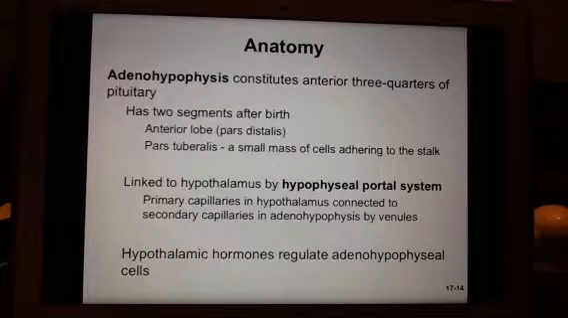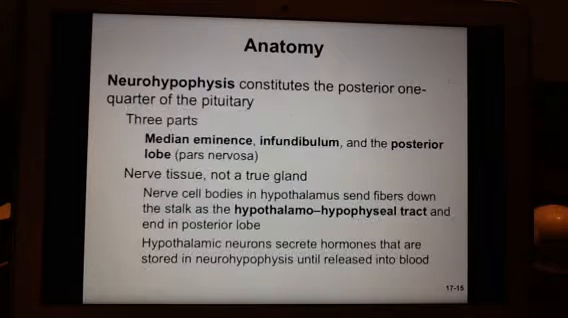So the anterior pituitary has 3/4 of the pituitary. It has more going on, and it is linked to the hypothalamus by the hypophyseal portal system. Basically, there's primary capillaries coming straight from the hypothalamus to the secondary capillaries in the anterior pituitary by venules. So the hormones from the hypothalamus are able to come straight to the anterior pituitary, and they regulate what those cells in the anterior pituitary are doing.